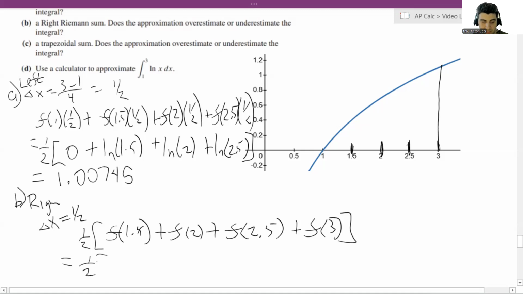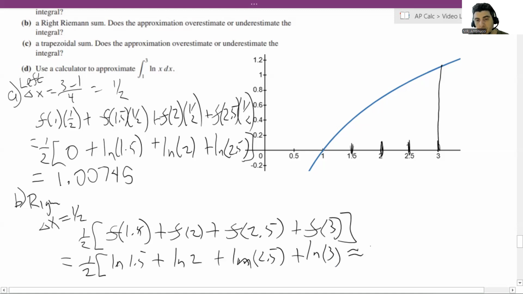So that's 1/2 times natural log 1.5 plus natural log 2 plus natural log of 2.5 plus natural log of 3. So you add all of those up and multiply by 1/2, and you're going to get 1.55676. Now, a couple things here.